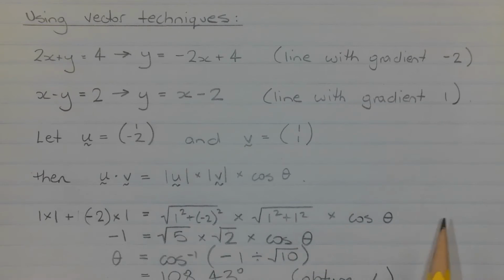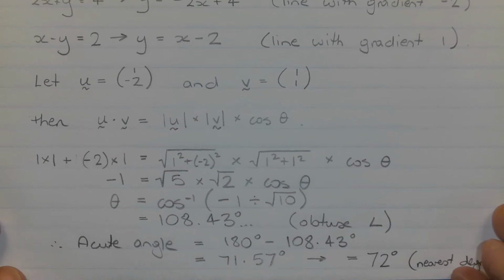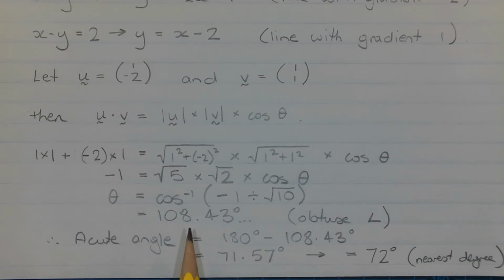And the right hand side simplifies to root 5 times root 2 times cos theta. Now root 5 times root 2 is root 10. We can rearrange this equation easily enough to make theta the subject, and we get theta is equal to inverse cos of -1 divided by the square root of 10. And this evaluates to 108.43 degrees, correct to 2 decimal places.